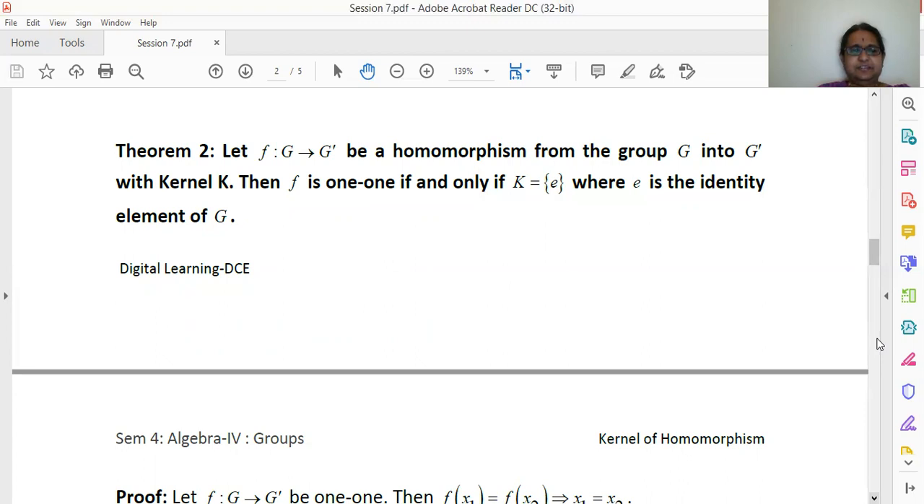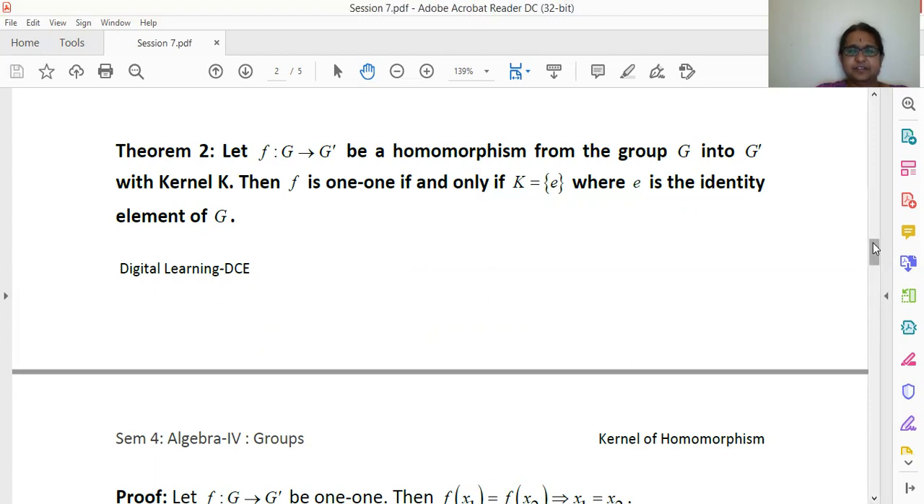Homomorphism: f is a mapping from G to G dash, where G and G dash are two groups. Suppose the dot is the binary operation of G and star is the binary operation of G dash. Then it has to satisfy f of g1 dot g2 is equal to f of g1 star f of g2. The kernel definition is the set of all x which belongs to the domain set G such that f of x is equal to the identity element of G dash. Now we shall prove this.